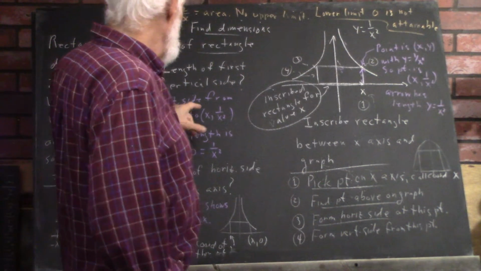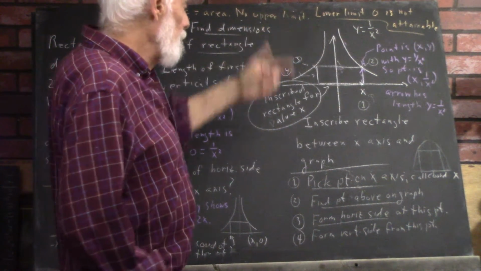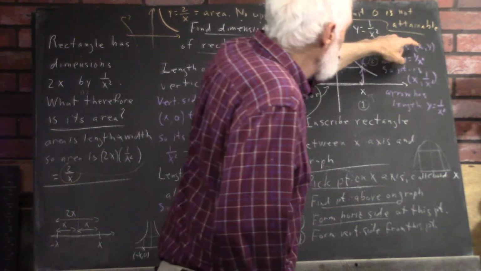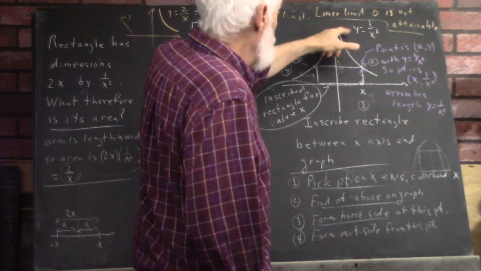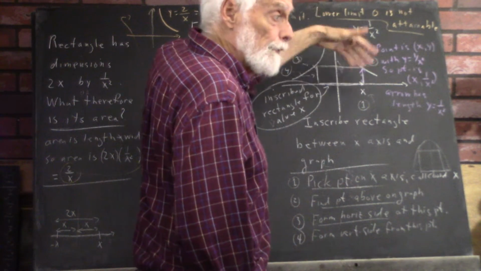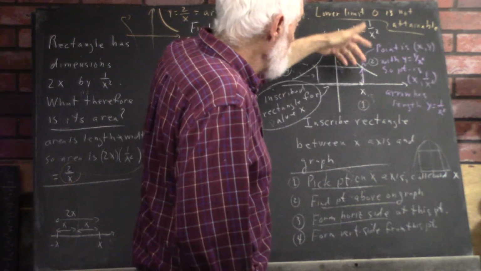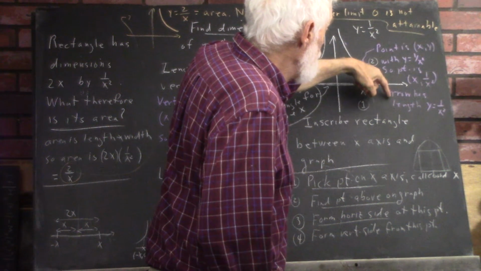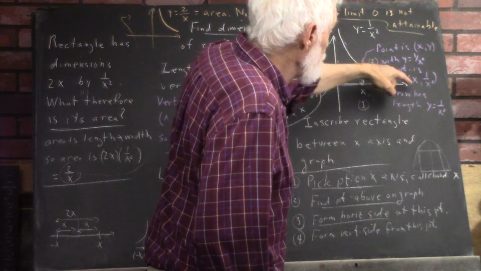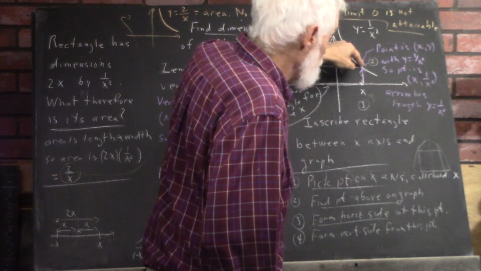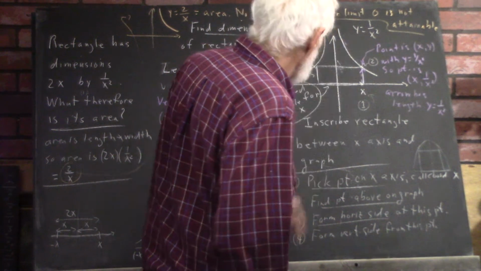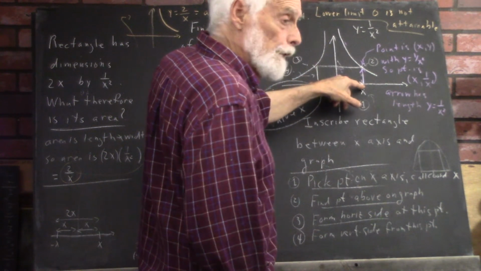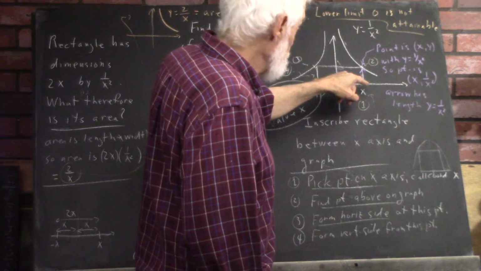The point on the graph here is (x, y), but y equals 1 over x squared. That's the function. So the point is (x, 1 over x squared). Those are the coordinates of the point. And if you want to think about it, this point on the axis, where the x-coordinate is x, has coordinates (x, 0).